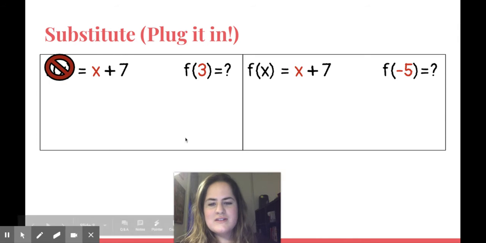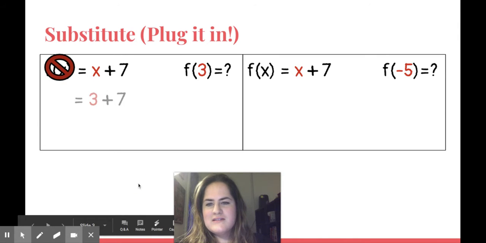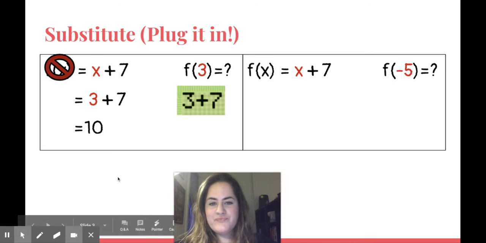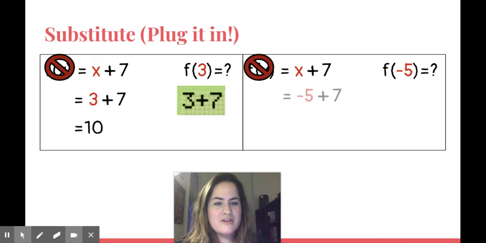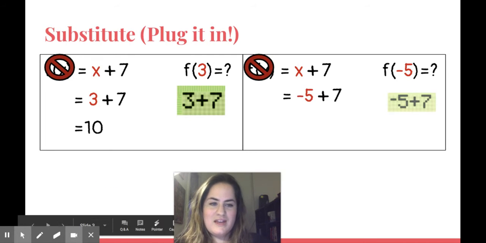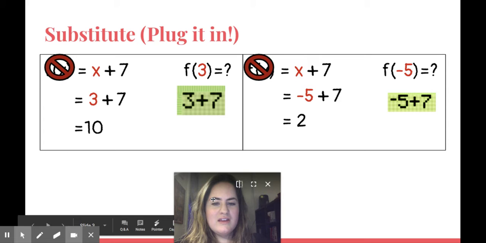So the first number they want you to plug in for x is 3. So all I have to do is replace x with 3, and I bring down the plus 7, and I evaluate in my calculator, and I get 10. The example to the right, instead of 3, we're just going to plug in -5 to the same function. I replace x with -5, throw that in the calculator, and I get 2.